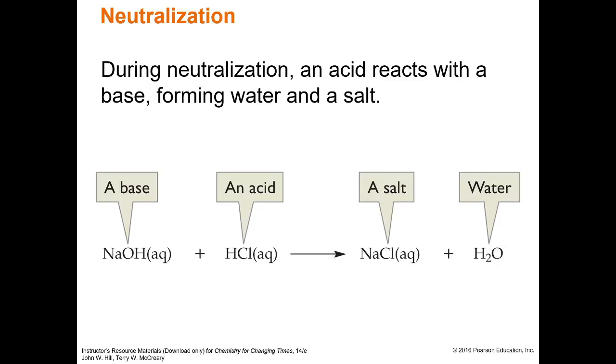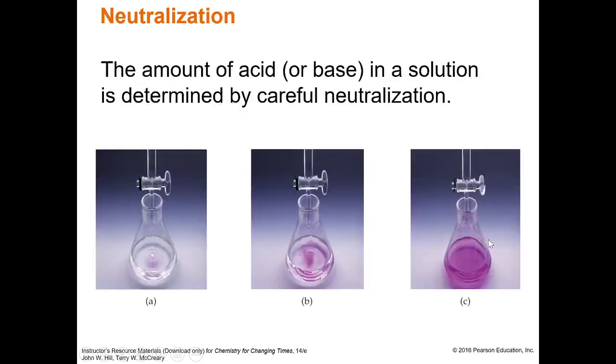So during neutralization, an acid reacts with a base, forming water and a salt. And so this is a base reacting with an acid to form salt, NaCl, which is table salt, and water. The amount of acid or base in a solution is determined by careful neutralization. This is referred to as a titration, and it is one of the easiest methods to determine how much acid or base you have in a solution.